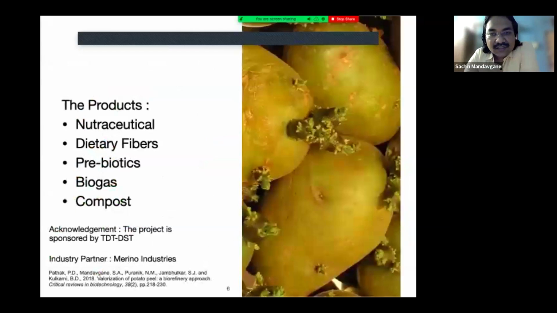This is a success story about potatoes. It's a Merino industry which is at Hapur. Hapur is in West UP, 65 kilometers away from Delhi. They are in the business of contract farming of potatoes and they are in potato flakes.